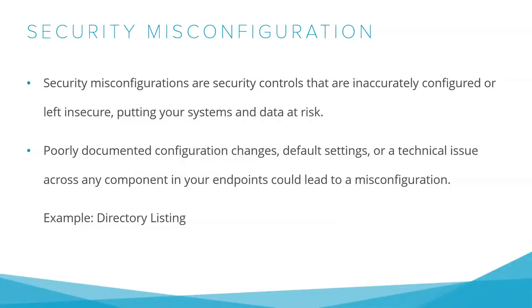The next security risk is security misconfiguration. Security misconfigurations are security controls that are inaccurately configured or left insecure, putting your system and data at risk. These vulnerabilities occur when a web application component is prone to attack due to misconfiguration or an insecure configuration. A classic example of security misconfiguration is directory listing. If directory listing is not disabled on the server, and if attacker discovers the same, then the attacker can simply list directories to find any file and execute it. It is also possible to get the actual code base, which contains all your custom code, and then to find serious flaws in the application.